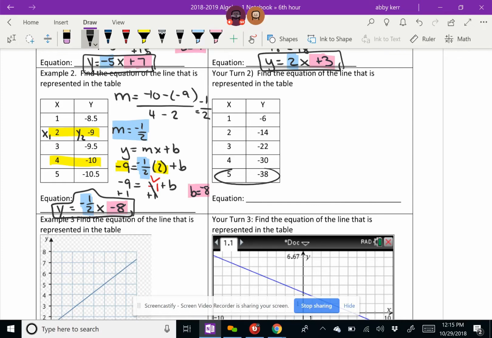Same thing with number 4. You're going to get m equals negative 38 minus negative 30, over 5 minus 4. Notice I just picked 2 random ordered pairs. Yours may be different because it was your turn, so it was your opportunity to do it. You should have gotten the slope of negative 8 over 1, which simplifies as negative 8.